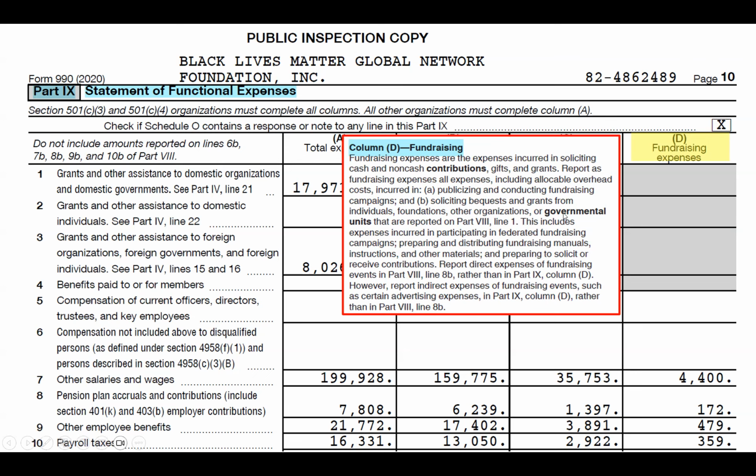And not only do you want to look at a Form 990 for the Black Lives Matter Global Network Foundation, but why don't you get in the habit of asking for the Form 990 for any organization that you are considering investing in? You want to have an understanding of how they report their revenues and expenses.